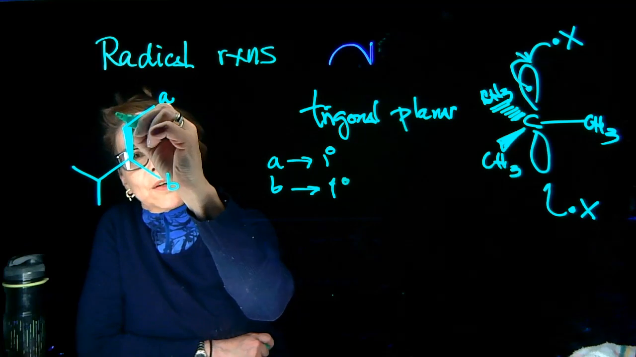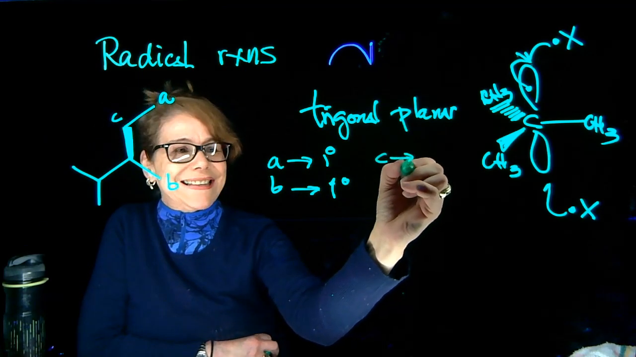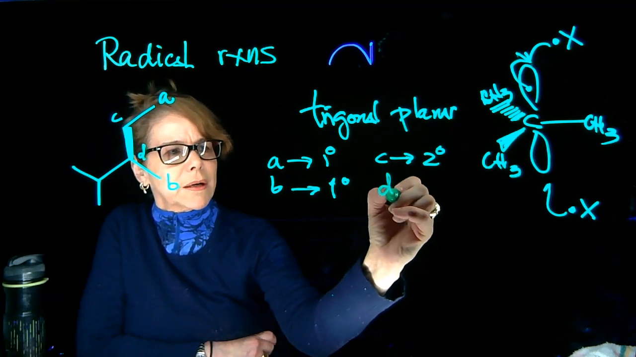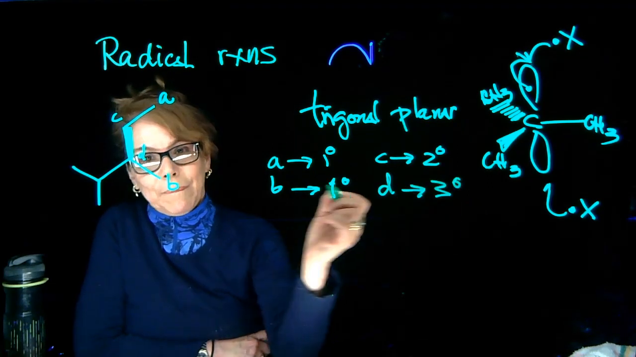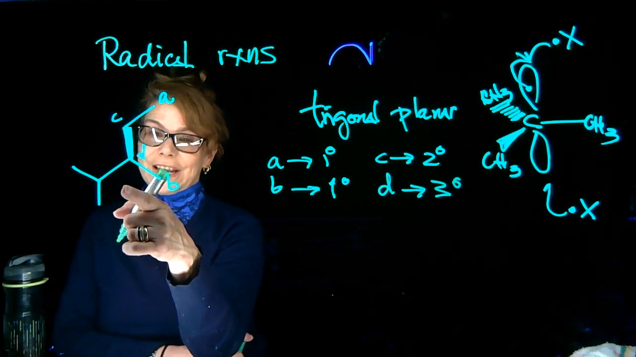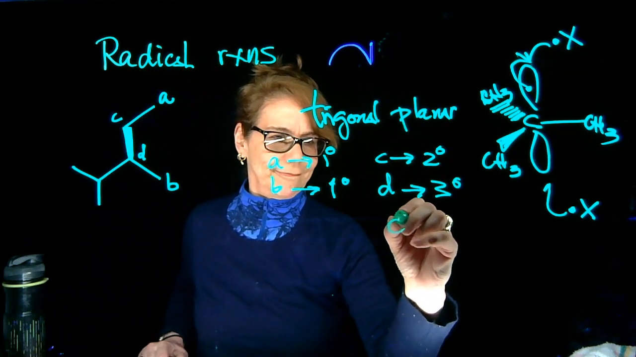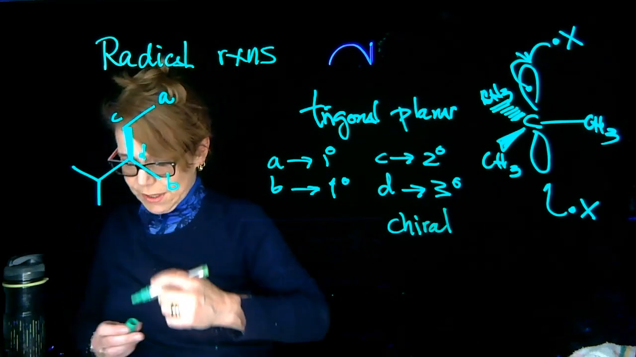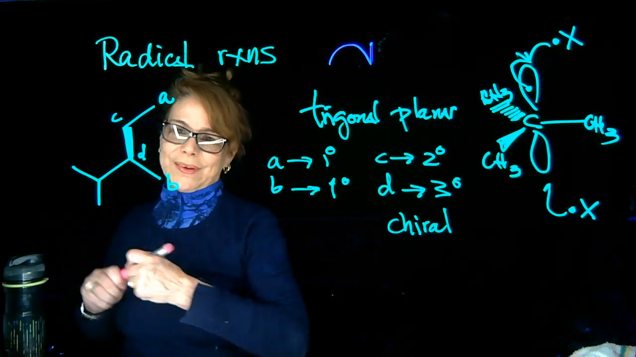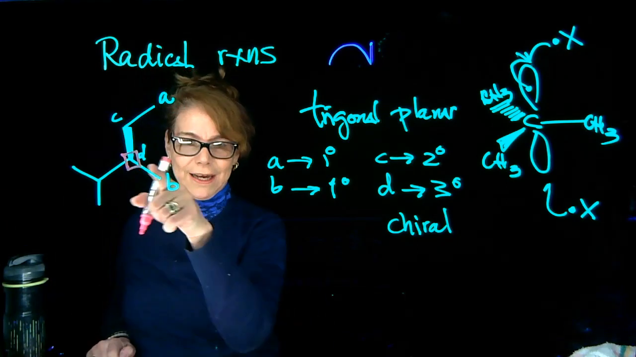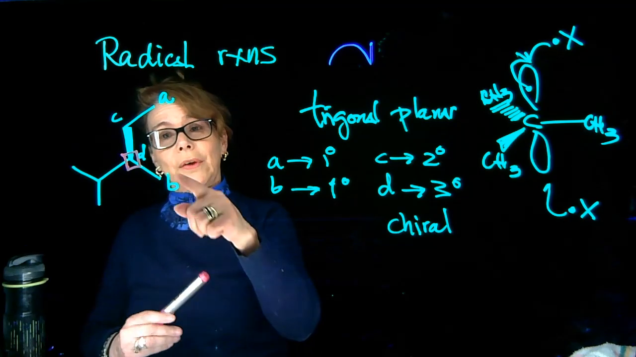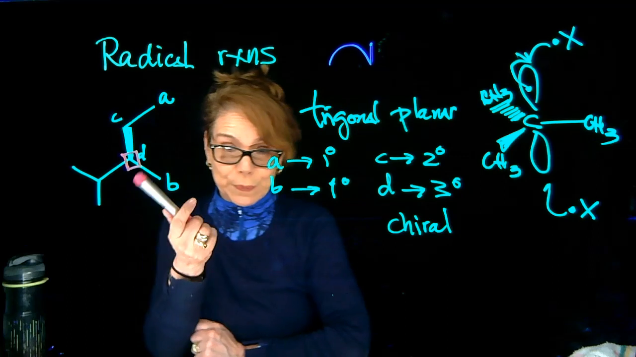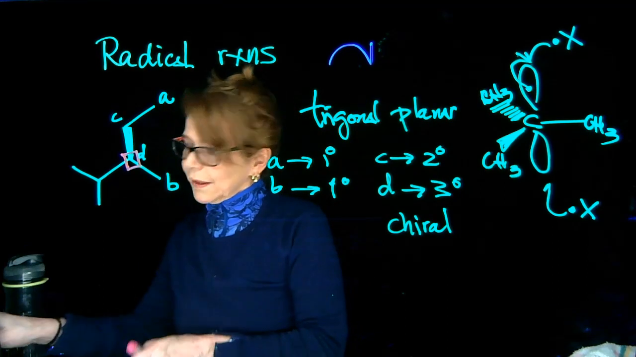Position here, let's call it C, that's a secondary radical. Position D is tertiary, but notice that D here is a chiral center. We know that because at the carbon here, and I'm gonna make a little square here, this center is chiral because you have methyl, ethyl, and isopropyl plus a hydrogen that is not drawn, and it would be on a dash. So that's a chiral center.